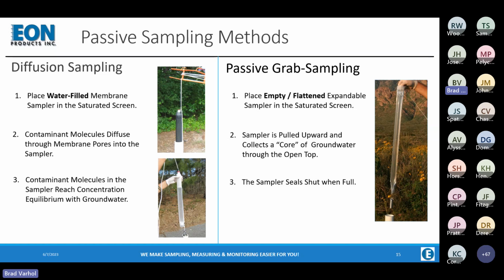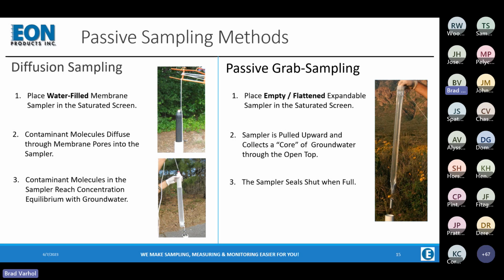In diffusion sampling, we have a water-filled membrane that's lowered into the saturated screen. And once in the saturated screen, contaminant molecules diffuse through the pores in the membrane into the sampler. And then after some time, those contaminant molecules reach a concentration equilibrium with the surrounding groundwater. And now we can remove our sample, and we understand then at the lab what the concentration of these chemicals are in the groundwater.